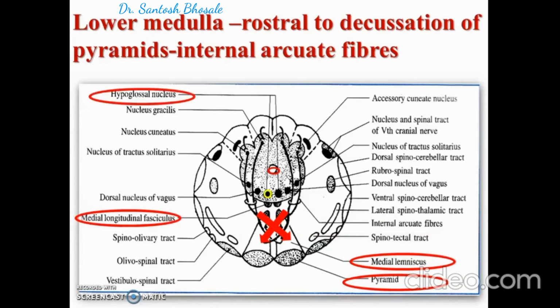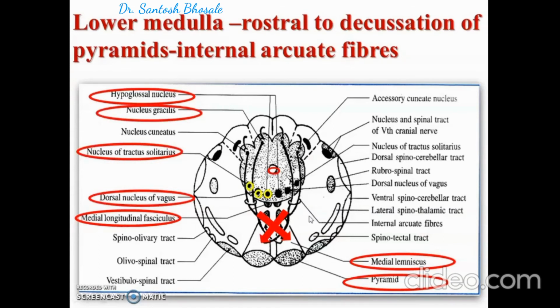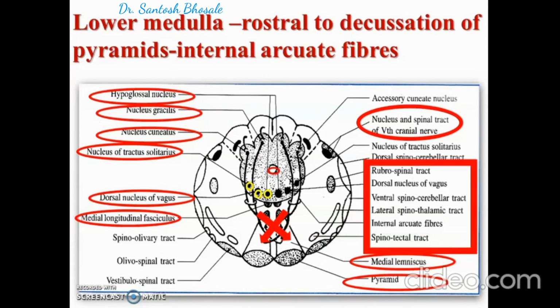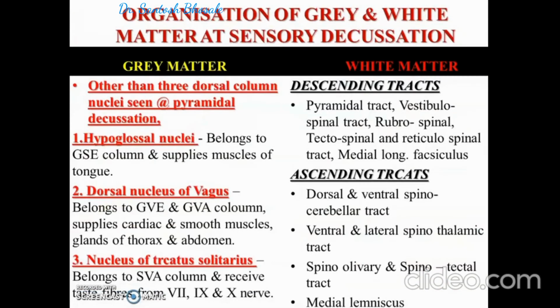And the central grey mass shows 3 nuclei: hypoglossal, dorsal nucleus of vagus and nucleus of tractus solitarius. These are the 3 nuclei, whereas the white matter and grey matter remain the same as you have seen in the pyramidal decussation. You can see the nucleus and spinal tract of the trigeminal nerve is separated from the main mass by the decussation of sensory fibers, and you will see the white matter that you have seen at the lower level. So, in the grey matter, what will you see?